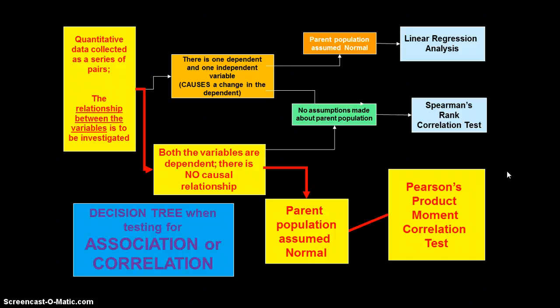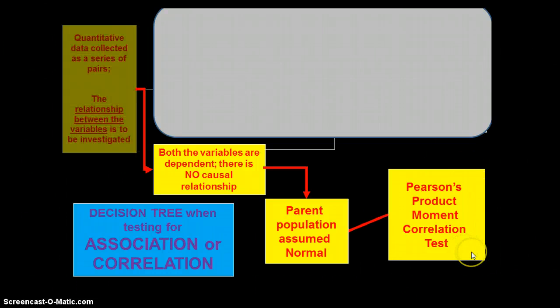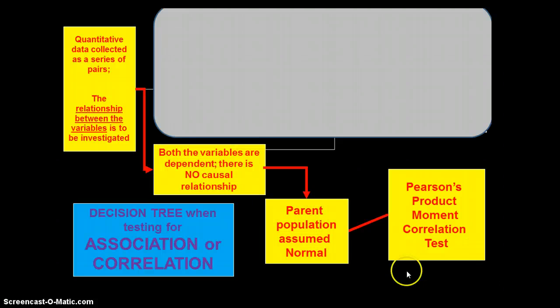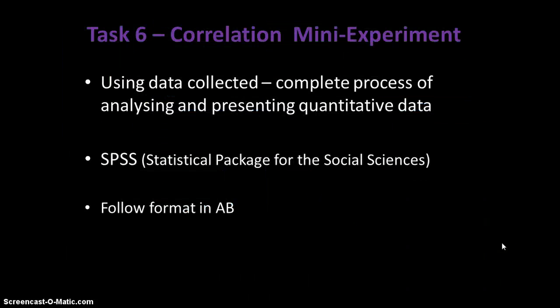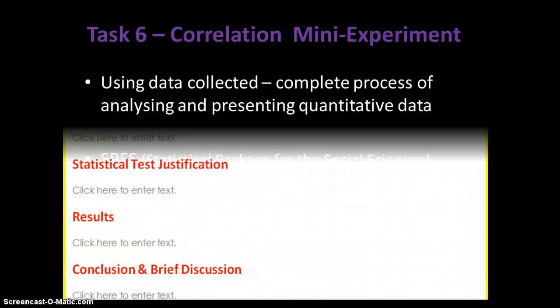So task 6 goes on to a correlation test, and again I've gone through an example for you. Remember our decision tree, we go through the processes. It's very likely you'll have continuous data, and therefore we'll use Pearson's product moment correlation test. That's the process, and again remember this is what you need to be able to explain and justify in terms of your results. So collect the data, send it off to Chichester, and then follow the format in the assignment brief as you know from the previous task.